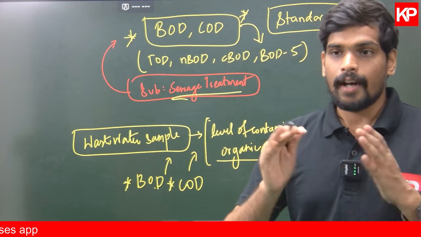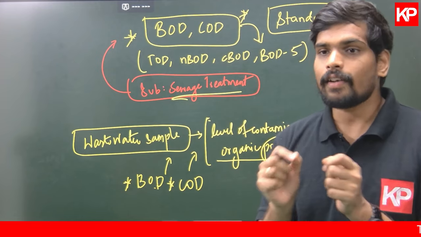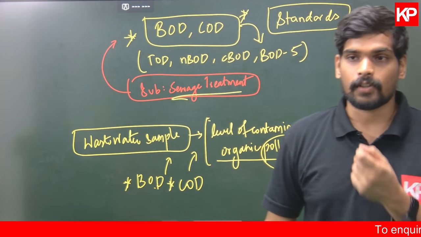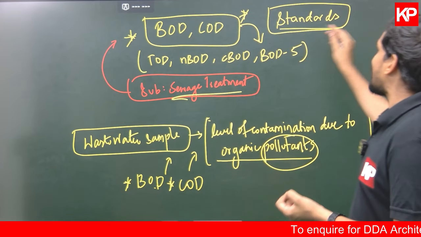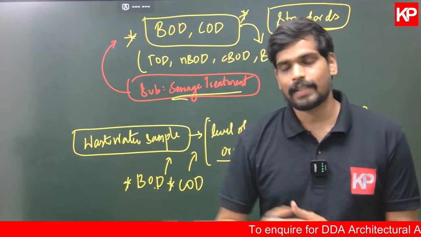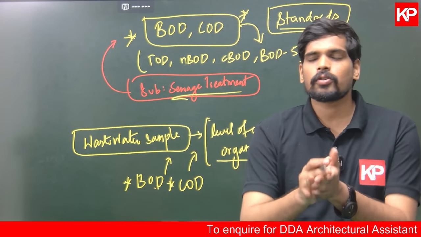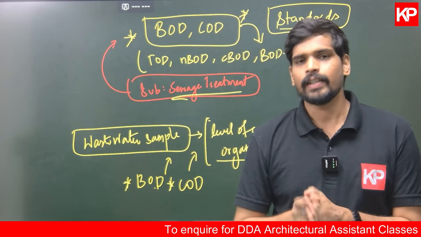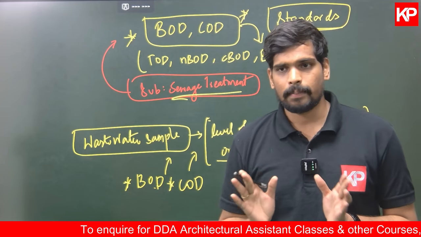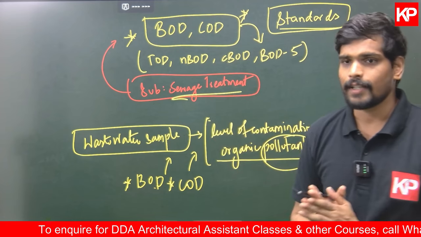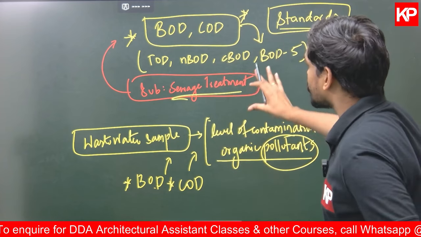BOD and COD are a measure of level of pollution mainly caused by the organic pollutants, that is carbonaceous matter present in sewage in excess quantities. And there are standards also. We will also discuss the standards moving further. I gave you an example. It should not be more than 30 milligram per liter for effluent which is released into inland water bodies as per URD PFI guidelines.